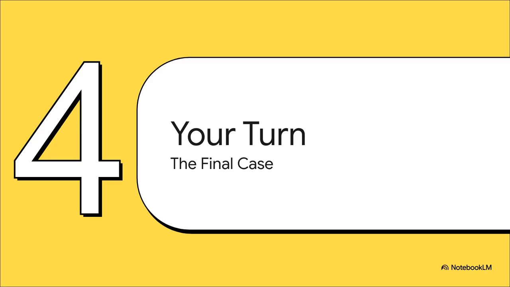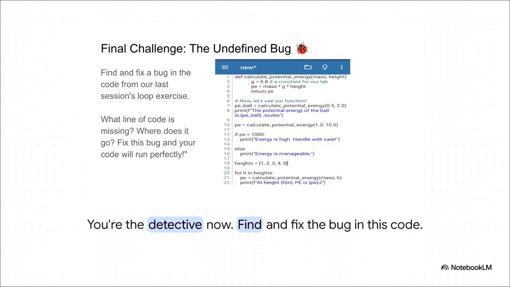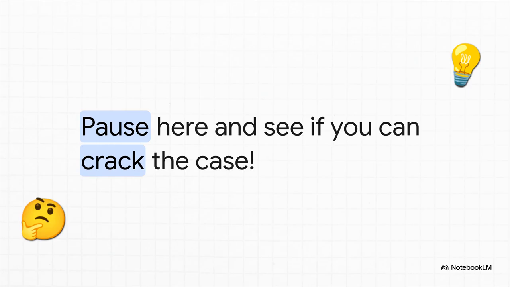All right, you've seen how it's done, you've learned the methods, now it's your turn to be the lead detective on our final case. Here's the code. It's supposed to loop through a list of heights and calculate the potential energy for each one. But it's broken. There's a bug hiding in there somewhere. Your mission is to find it. What's wrong with this picture? Go ahead and pause right here. Take a close look. Run through it in your head and see if you can spot the problem. I'll be right here when you think you've got it.